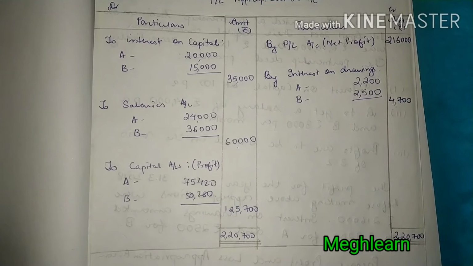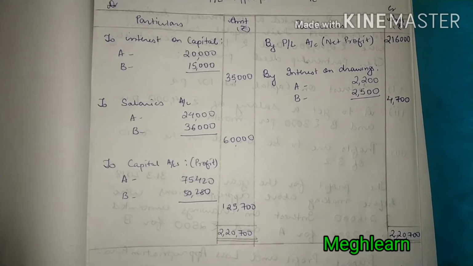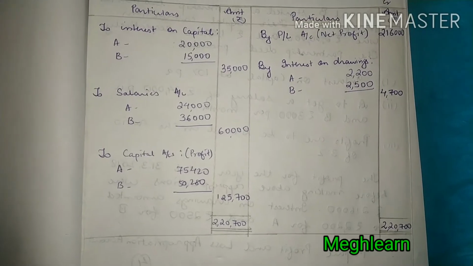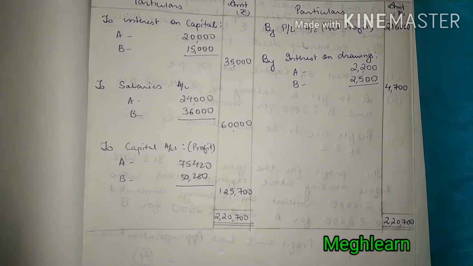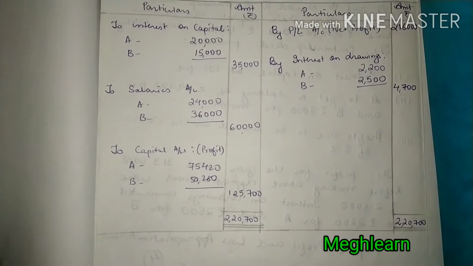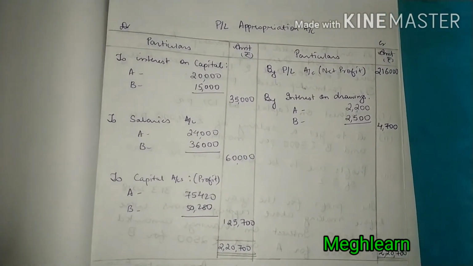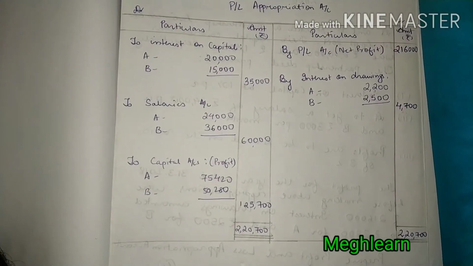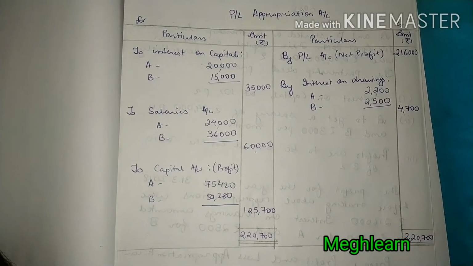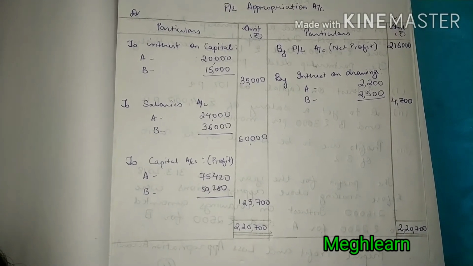Then we have salaries. A's salary is given as 24,000 per annum, and B's salary is also given, and I told you to convert it into a per annum basis, so it will be 3,600. Then we have interest on drawings, which is also mentioned, that is A 2,200 and B 2,500. This is the information which is given, and with this information we had prepared this profit and loss appropriation account by using the format which I had given you in the previous videos.